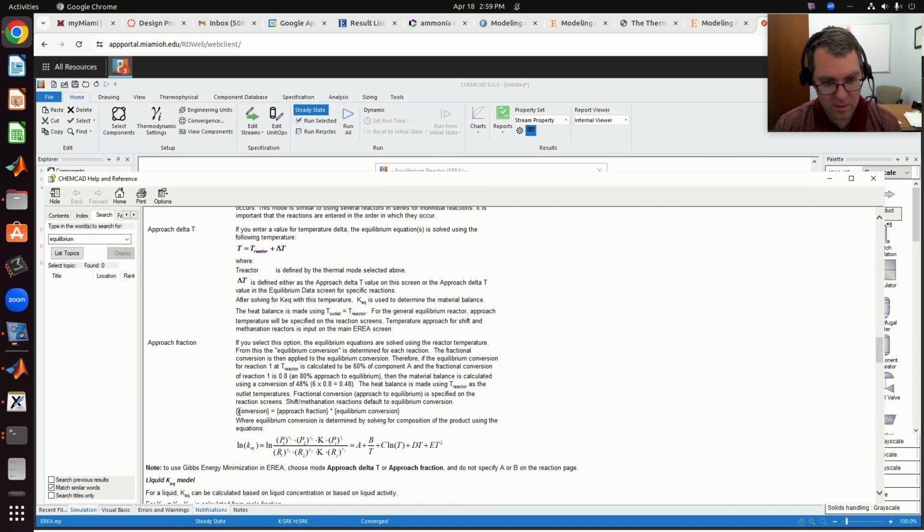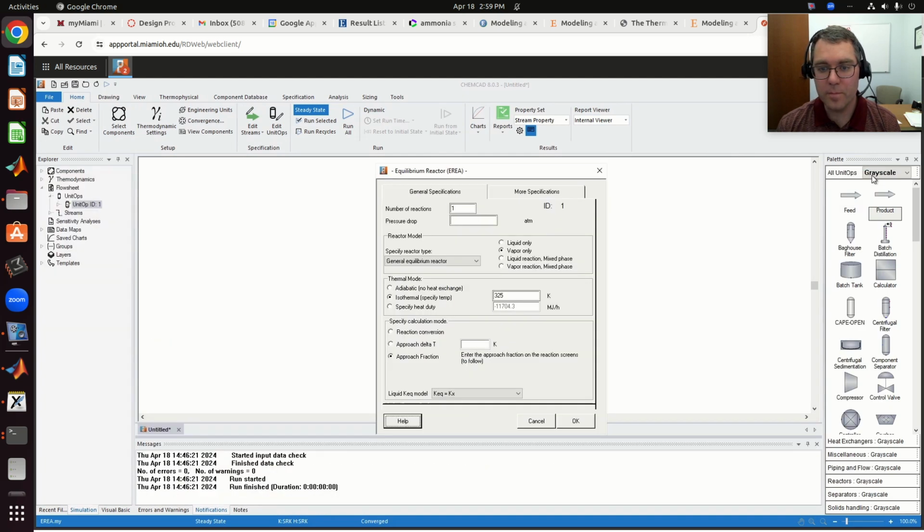And what that means, if I look down here under approach fraction, is it's equivalent to specifying that my conversion is equal to my approach fraction times my equilibrium conversion. So if I specify an approach fraction of 1, that's equivalent to saying that I have a conversion equal to my equilibrium conversion. Okay. So I'm going to specify an approach fraction.